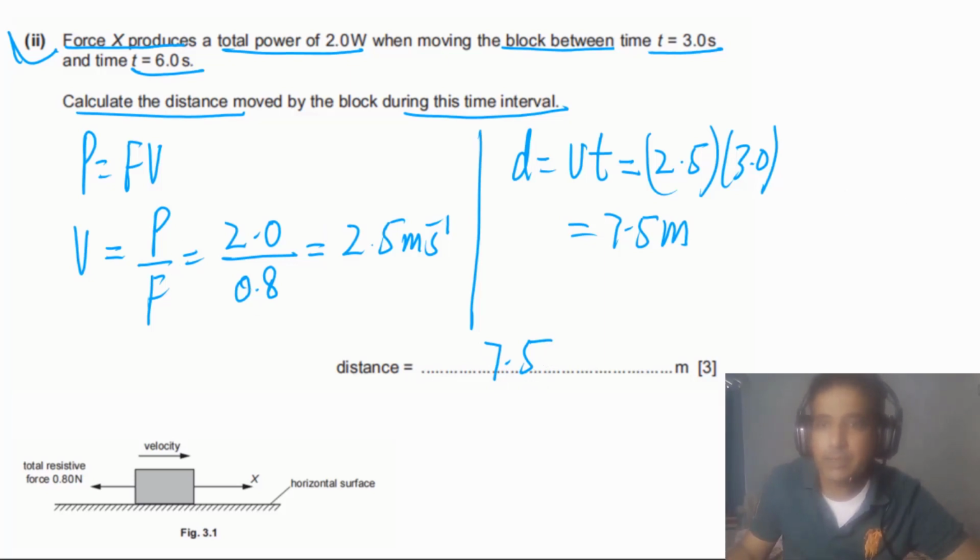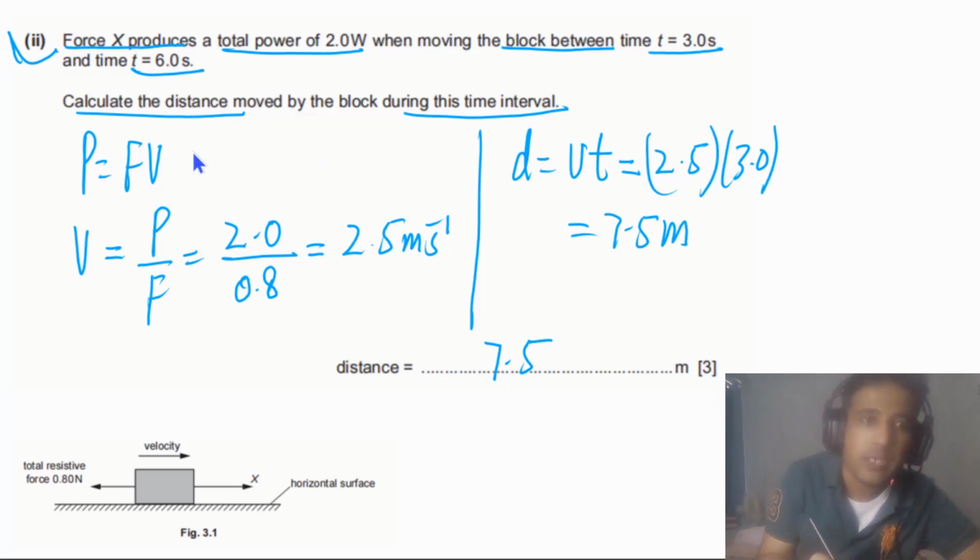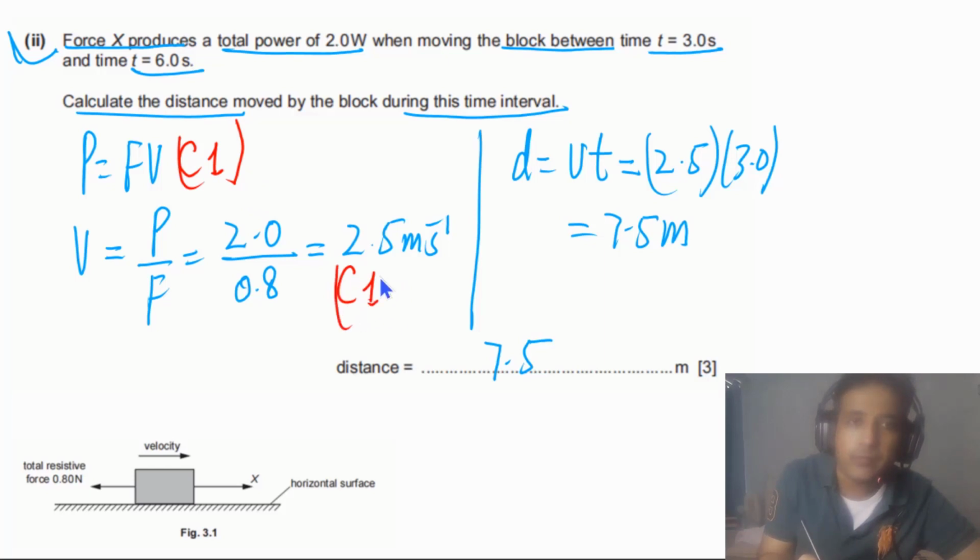And this question has 3 marks. So the first mark will be for writing this formula, C1 mark, and the second C1 mark will be for calculating value of v, and the final mark will be the answer mark.